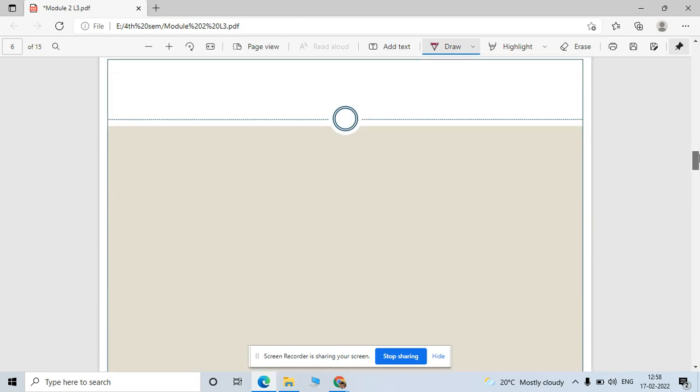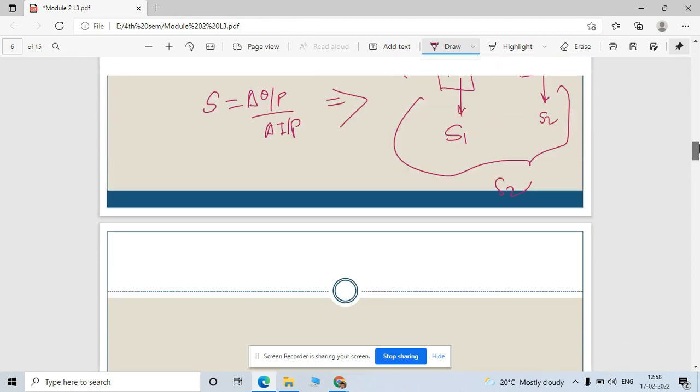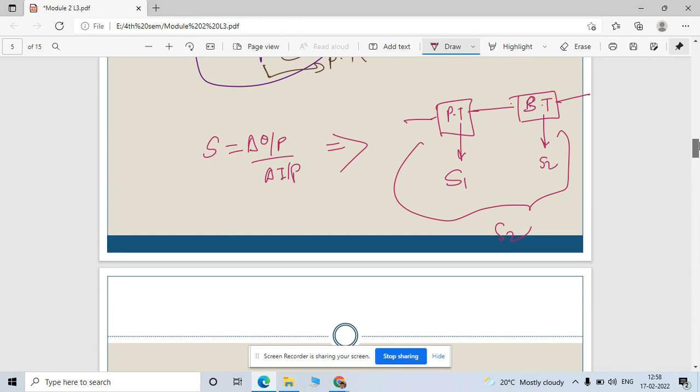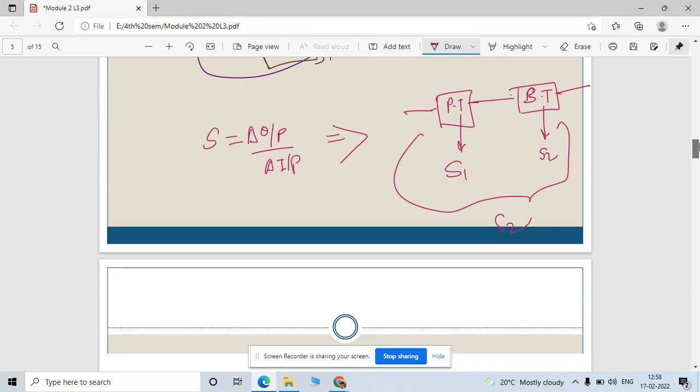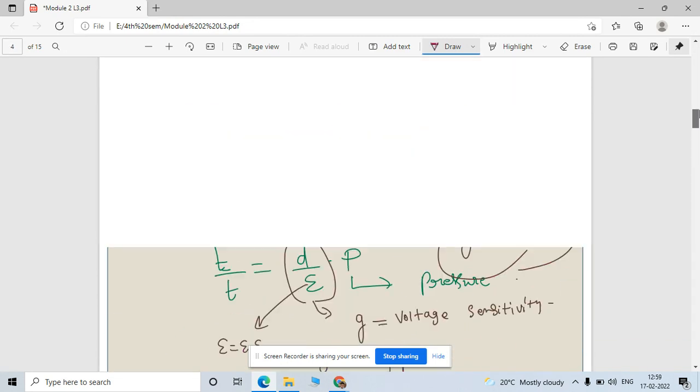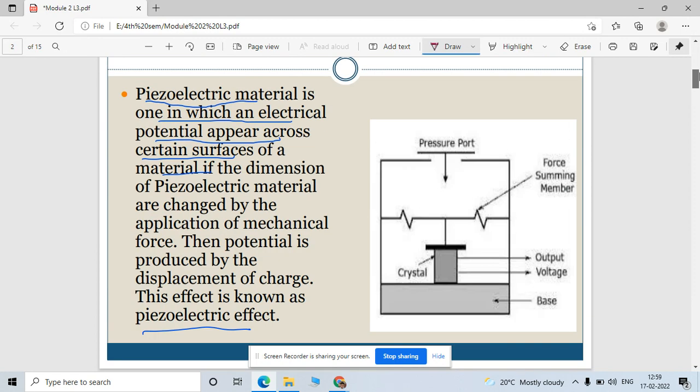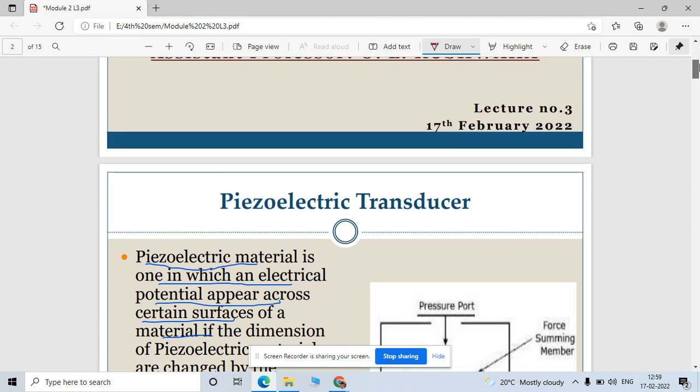It will depend on which application you use it for, its sensitivity and the factor which depends on that, which you provide as input and take as output. So these are the concepts for this piezoelectric transducer.